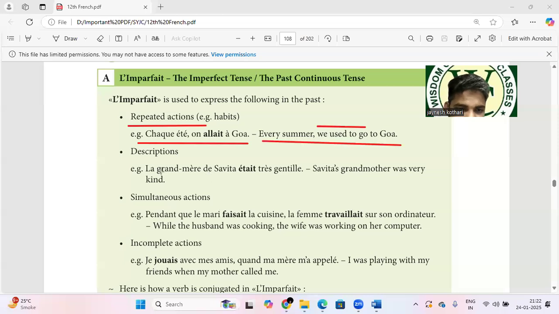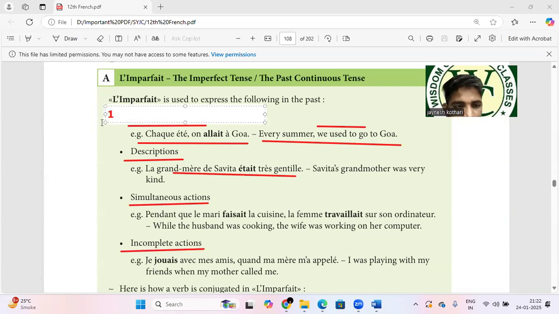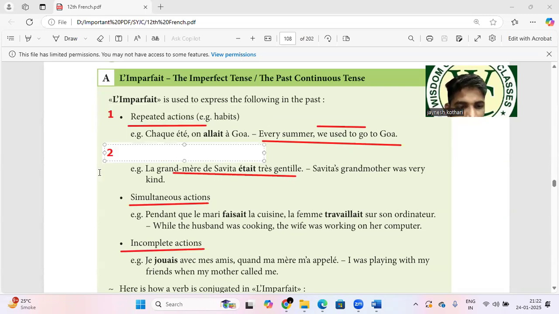Next. La grand-mère de Savita était très gentille. The grandmother of Savita was very kind. Now this is description in the past. So whenever there is a repeated action in the past, whenever there is a description in the past. Next is whenever there is a simultaneous action. And last, whenever there is an incomplete action in the past. So these are the four times when one usually uses the imparfait. Number one over here, number two over here, number three over here, and number four over here. You should know all four of them.